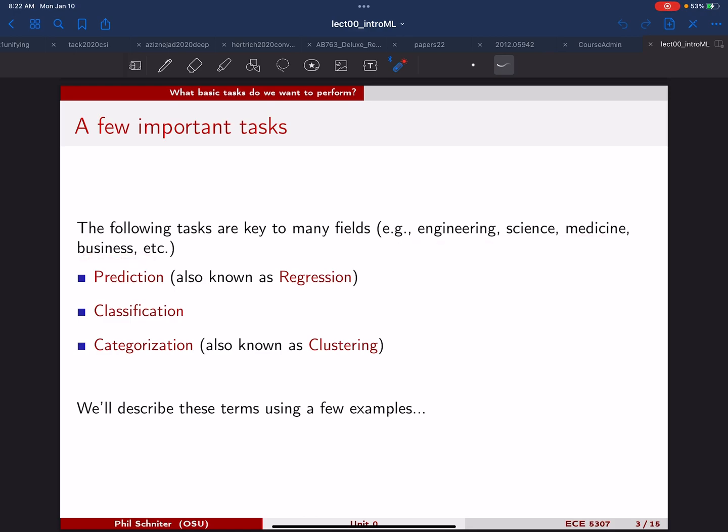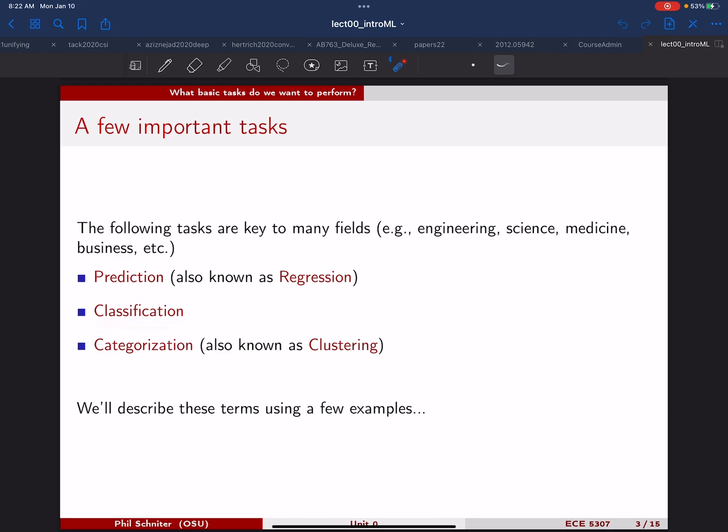So first, one task would be prediction. Given some data, you want to predict what's going to happen in the future. This is also known as regression in statistics and in machine learning. So we'll often use the word regression. Another one is classification. So you have some data and you want to classify it. Is it A, B, or C?